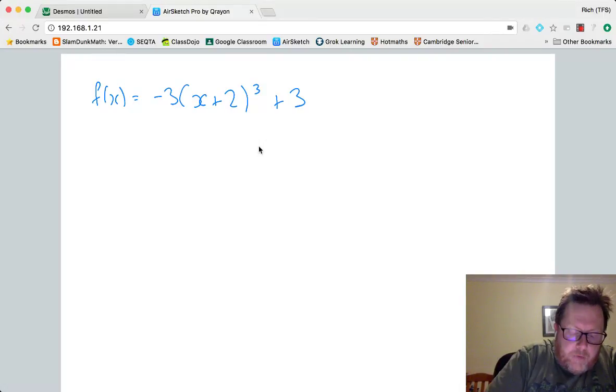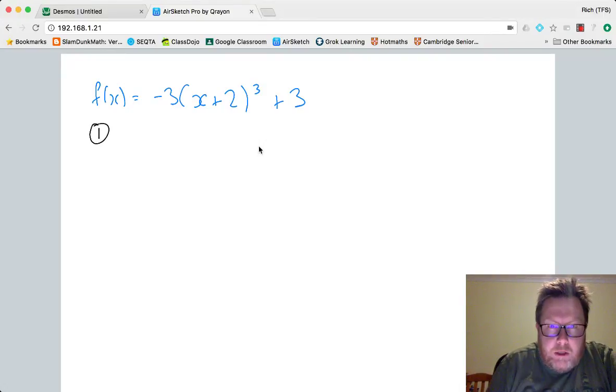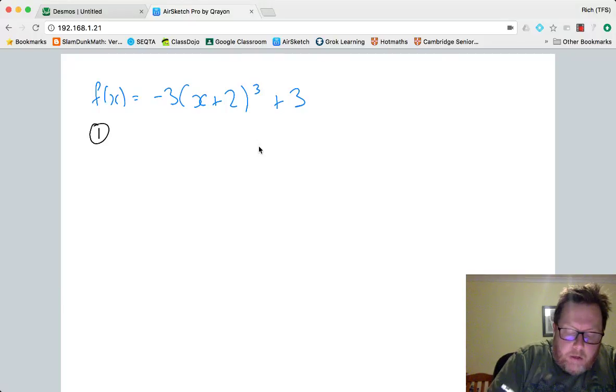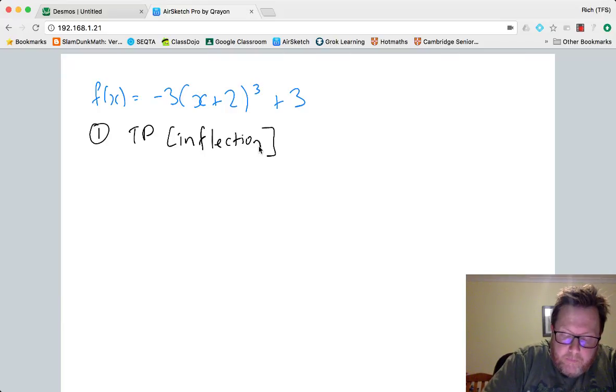So let's go for the turning point first. I'm using the turning point first because it's easy. Okay, so the turning point is an inflection. Whenever you have a graph in this form, you know that it's going to be an inflection as opposed to a turning point.